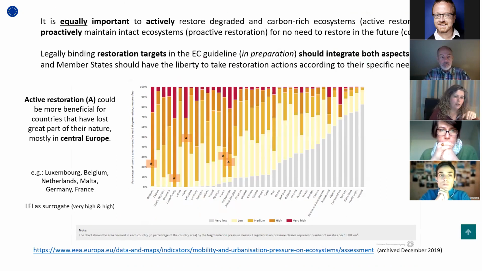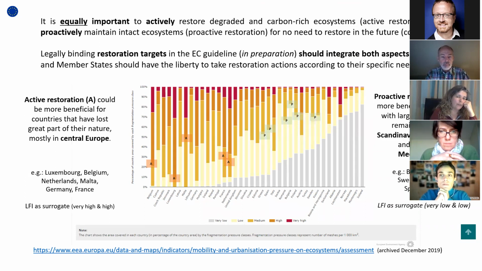So I have used as well a nudged version of the same indicator in the past, just to show you which countries, which member states could largely benefit from the active restoration part, really in Central Europe. And here that we have an increased extent of the least fragmented land, we have substantial benefits for Scandinavia, Eastern Europe, and parts of the Mediterranean. Here are the countries, okay, you can see. So the message is that it's equally important to actively restore degraded and carbon-rich ecosystems and to proactively maintain intact ecosystems so there is no need to restore them in the future.